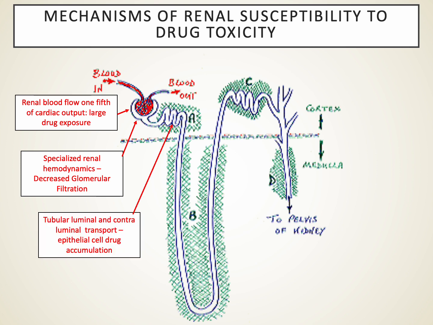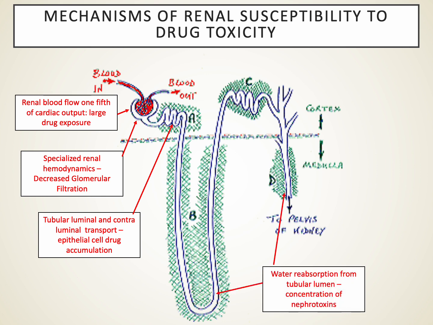We also have tubular, luminal, and contraluminal transport, where epithelial cells cause drug accumulation. Accumulation of drugs in the tubule, particularly if they're toxic, can cause interstitial or tubular necrosis, where the drug or toxin accumulates in the tubules and causes acute tubular necrosis, or ATN. Water is reabsorbed from the tubular lumens and concentrated again. Nephrotoxins around these sites could also be associated with impaired kidney function or affect the function of that nephron.